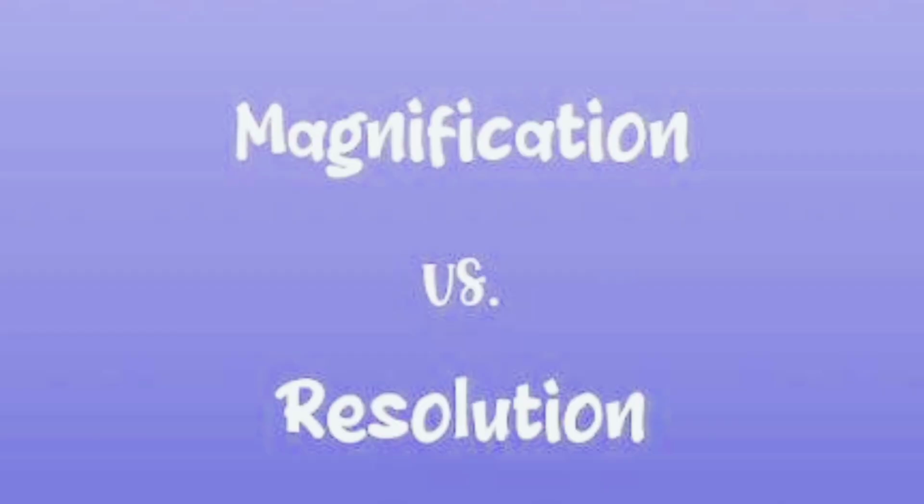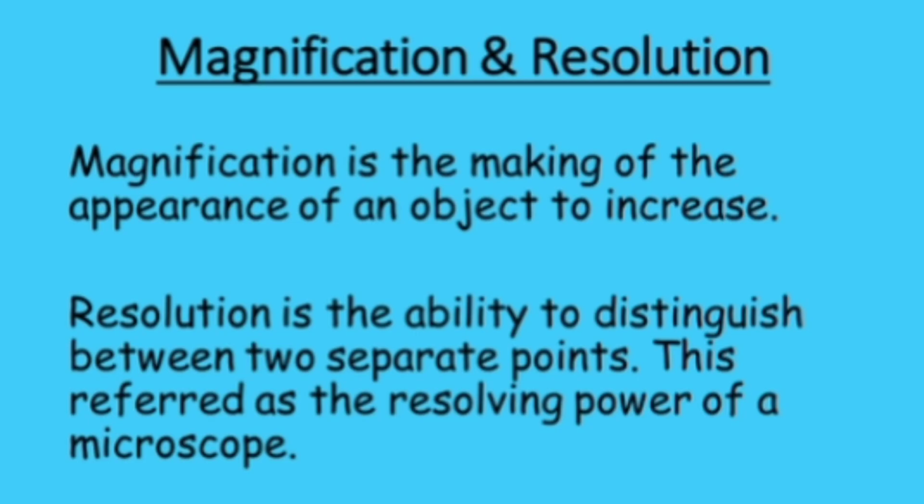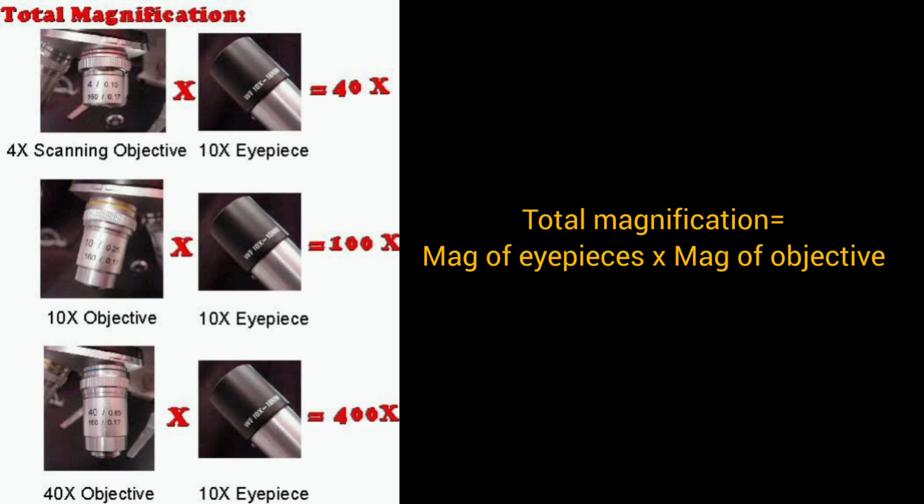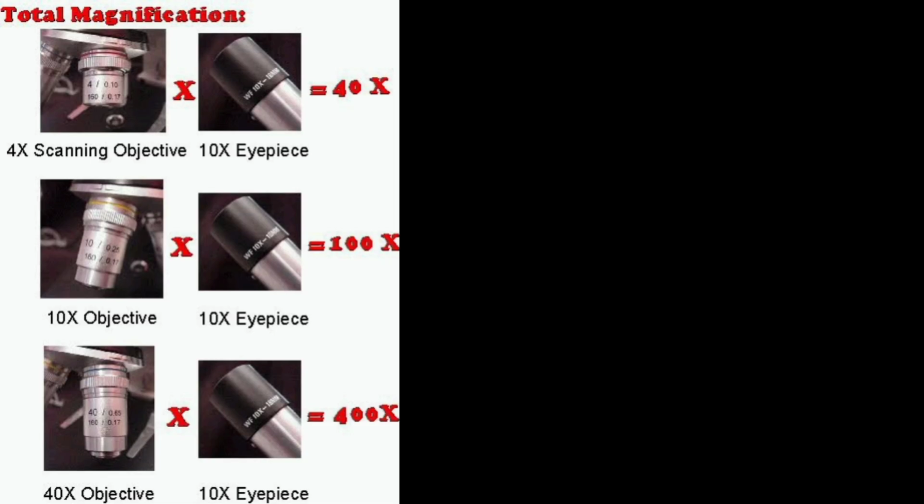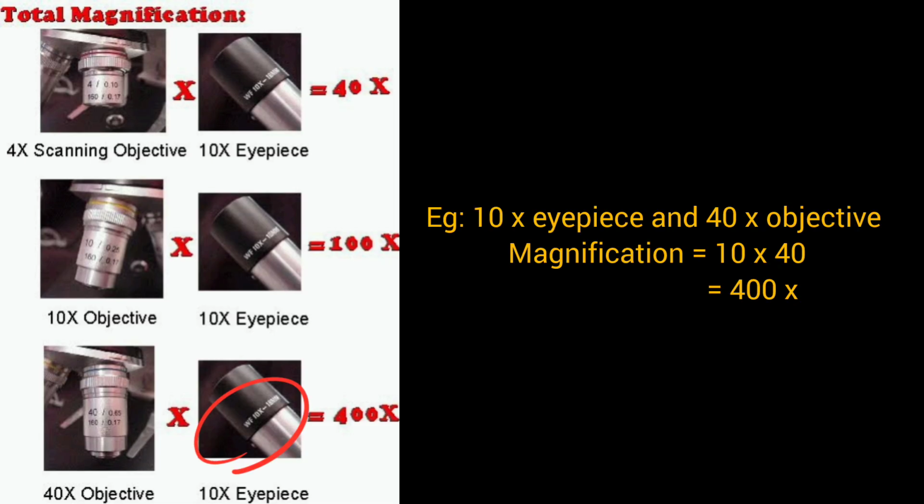Now let's compare magnification and resolution. It is important to understand that magnification is not everything. There are two important terms here. The total magnification is equal to the magnification of the objective multiplied by the magnification of the eyepiece. For example, a 10x eyepiece combined with a 40x objective gives us 400x magnification.